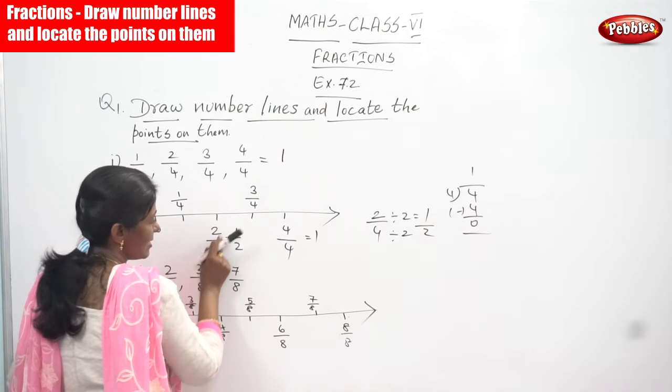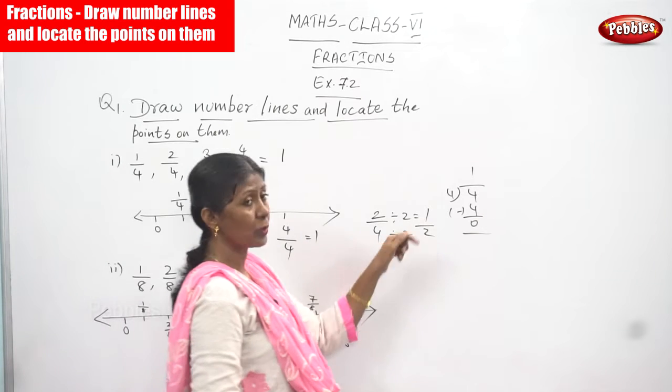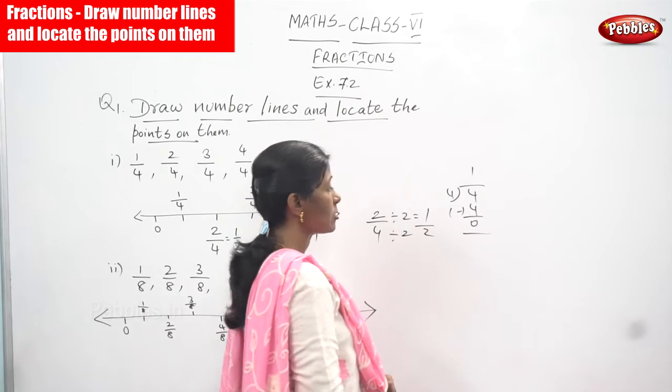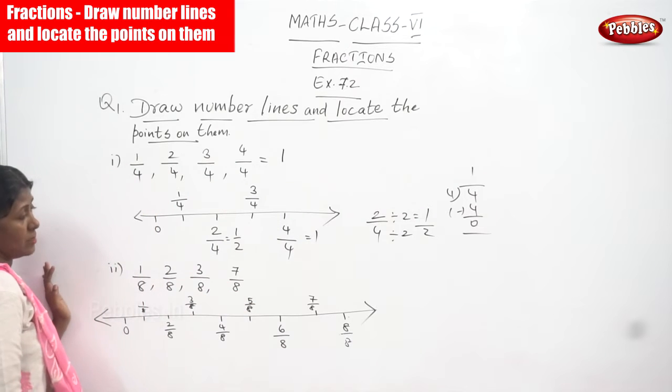2 by 4 means I just want to simplify that number. So 2 by 4, 2 is divided by 2, you get 1, and 4 is divided by 2, you get what? 2. So you get 1 by 2. I think you understand the first sum.